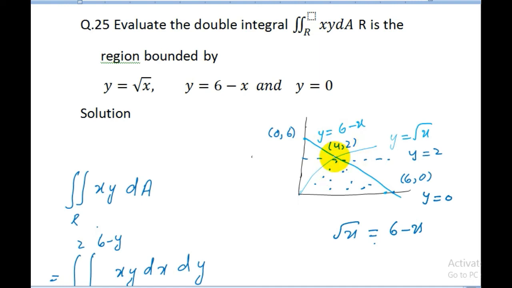Another way to find these limits is the strip method. We can take a strip and move it from left to right. From the left, when this strip is at this point, we get the value of y equal to under the root x, and at this point, as this point is on the line y equal to 6 minus x, the value of y is 6 minus x. So the variation of y is from y equal to under the root x to y equal to 6 minus x.